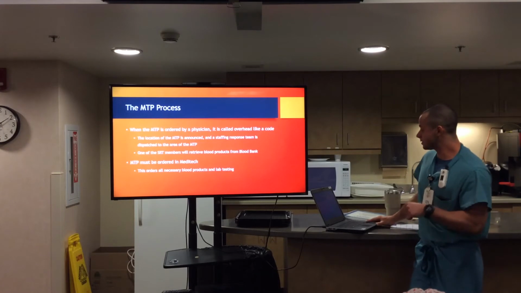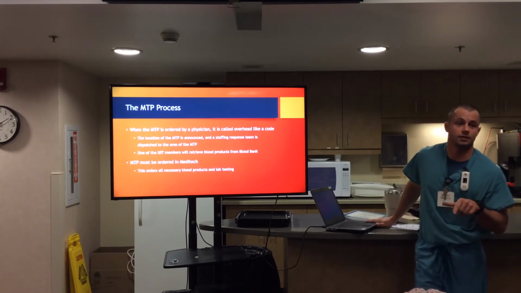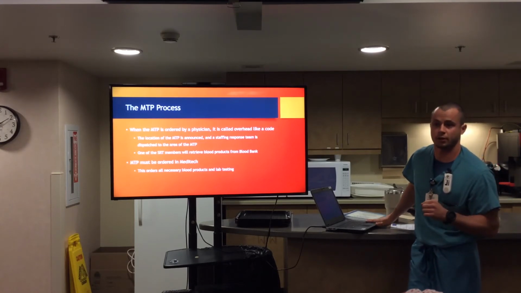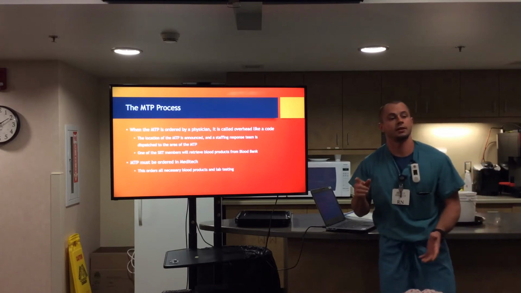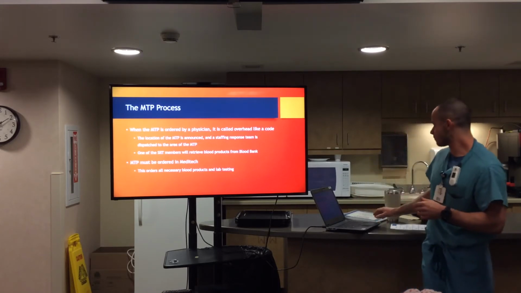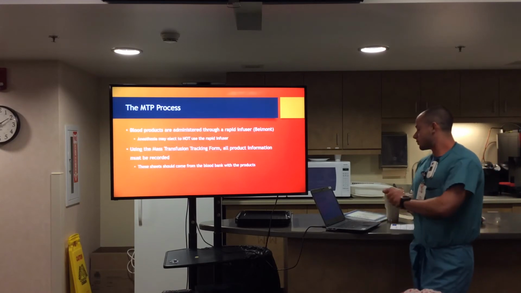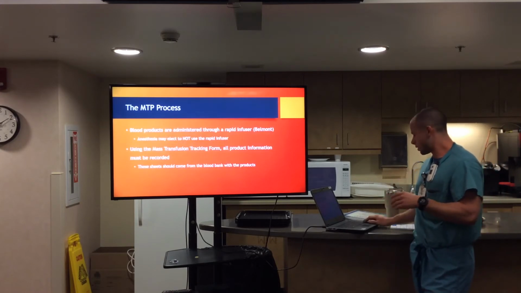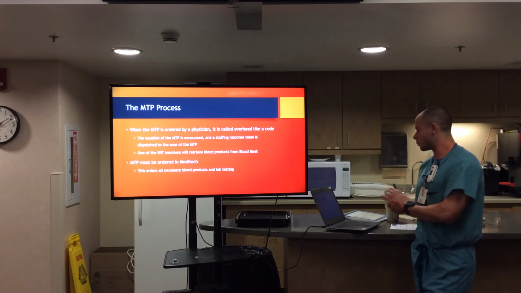That MTP must be ordered in Meditech. This allows all the blood products to start getting processed, and it allows any laboratory tests to start getting ordered. Blood products are administered through a rapid infuser. Oh, one more thing on this.